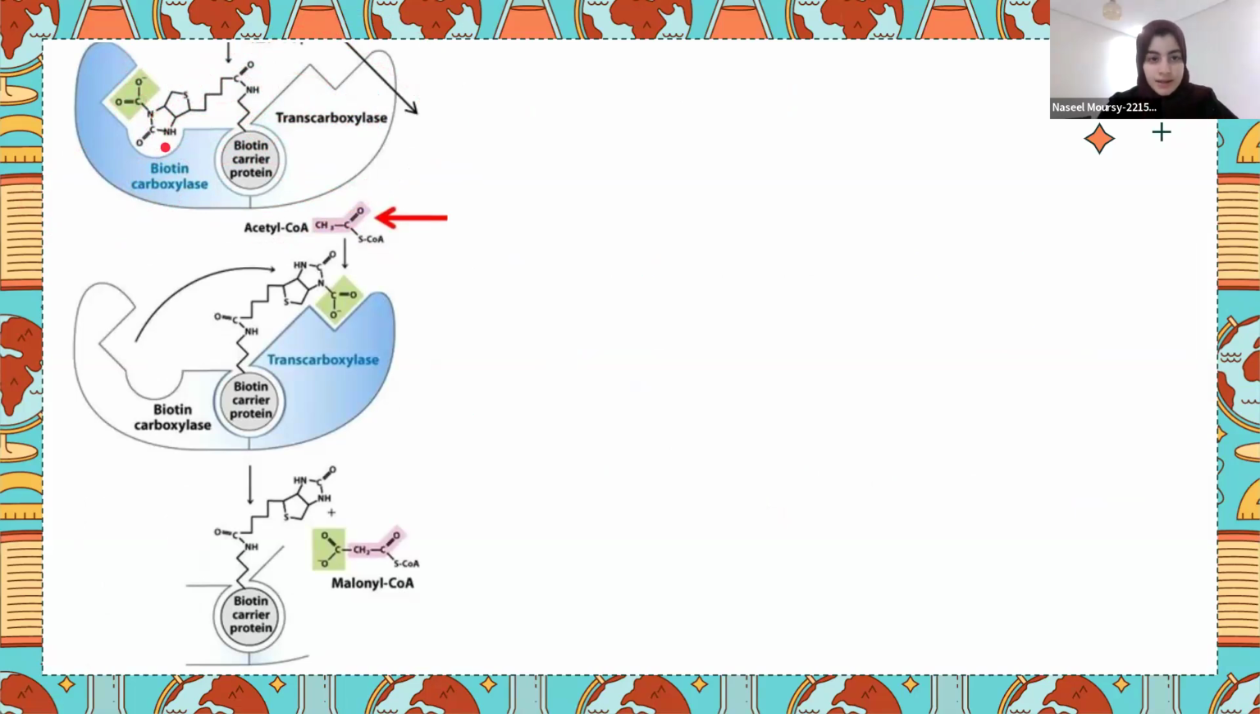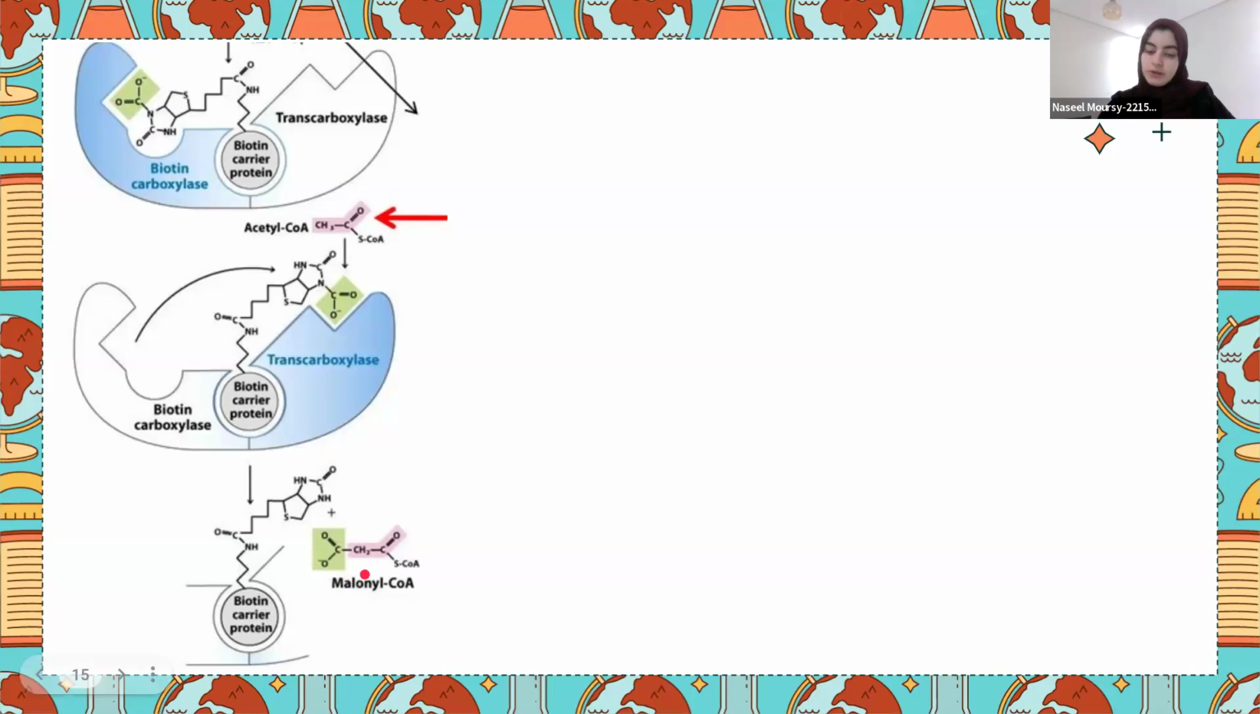Second, this biotin carrier protein swings the biotin to the other side of the enzyme. It swings it towards the transcarboxylase, specifically the active site of transcarboxylase. What does transcarboxylase do? It adds this activated carbon dioxide to acetyl-CoA. So the biotin now has the carbon dioxide attached to it, and biotin gives this carbon dioxide to acetyl-CoA. So what would you get out of this? Malonyl-CoA. You get 3 carbons.